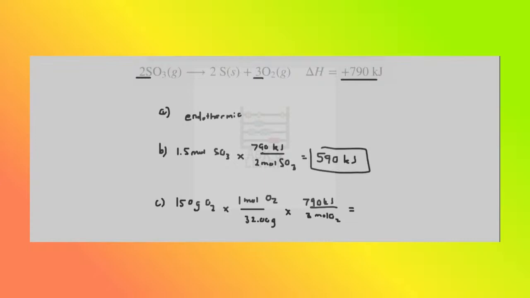Times 790 divided by 3 to two significant figures is 1,200 kilojoules of heat is required.